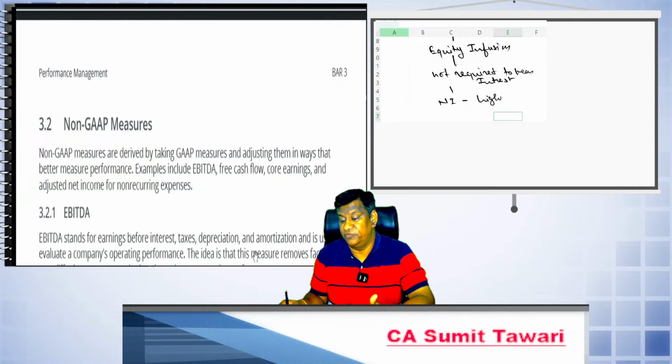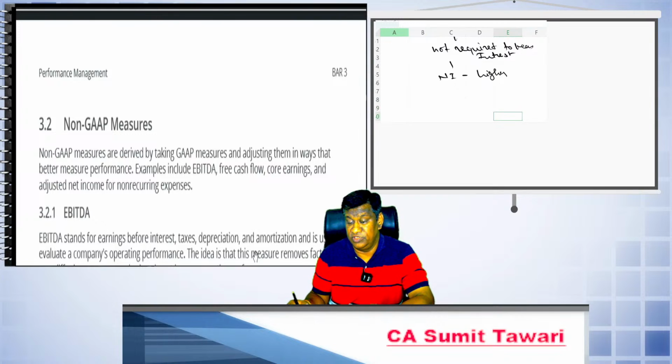Because of that reason, you cannot compare with your peer industry or peer competitor. So what we need to do is adjust the net income, and we need to add back interest. The depreciation is again the same thing. Depreciation is a non-cash expense.